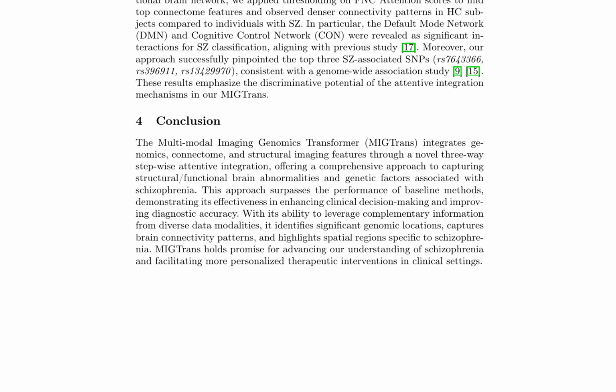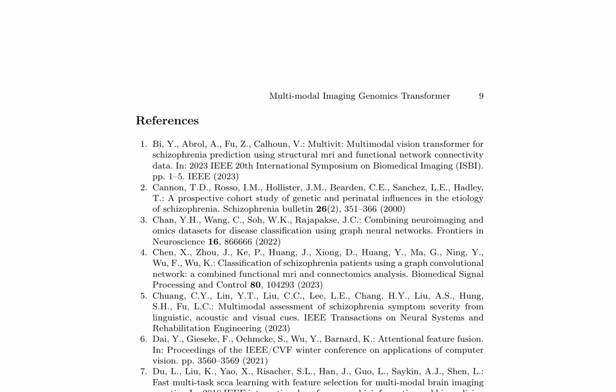The results emphasize the discriminative potential of MIGTrans, successfully pinpointing SZ-associated SNPs and capturing structural, functional brain abnormalities and genetic factors associated with SZ. The approach surpasses baseline methods, demonstrating its effectiveness in enhancing clinical decision-making and improving diagnostic accuracy. This paper presents a comprehensive review of the current state of multimodal imaging genomics in schizophrenia research, emphasizing the importance of machine learning approaches and the need for further research in this field.